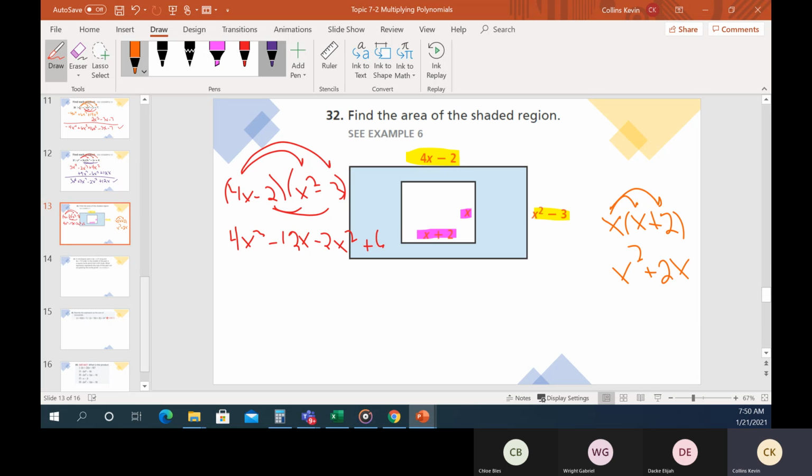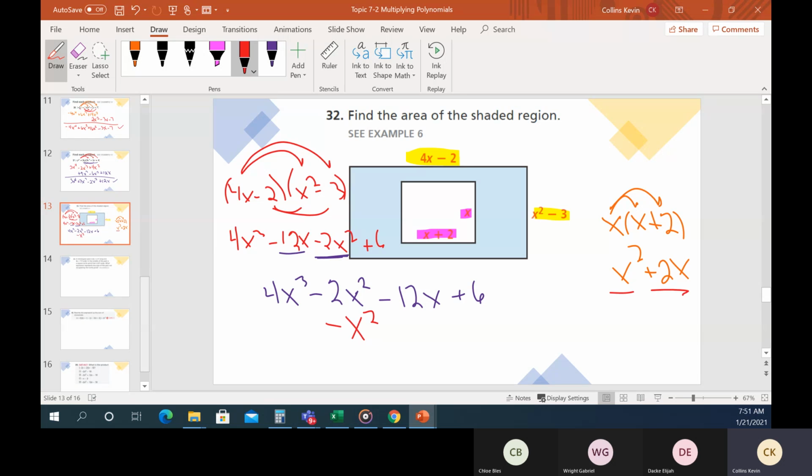All right, so let's put it all together. So this is going to be 4x to the 3rd. Normally they write it in standard form, so that means the x squared is going to come next. So minus 2x squared, then minus 12x, and then plus 6. All right, so we're going to subtract this guy off, so that means we have to change the signs. Okay, so instead of x squared, he's going to be minus x squared, and instead of positive 2x, he's going to be negative 2x. And then we just put everybody together.